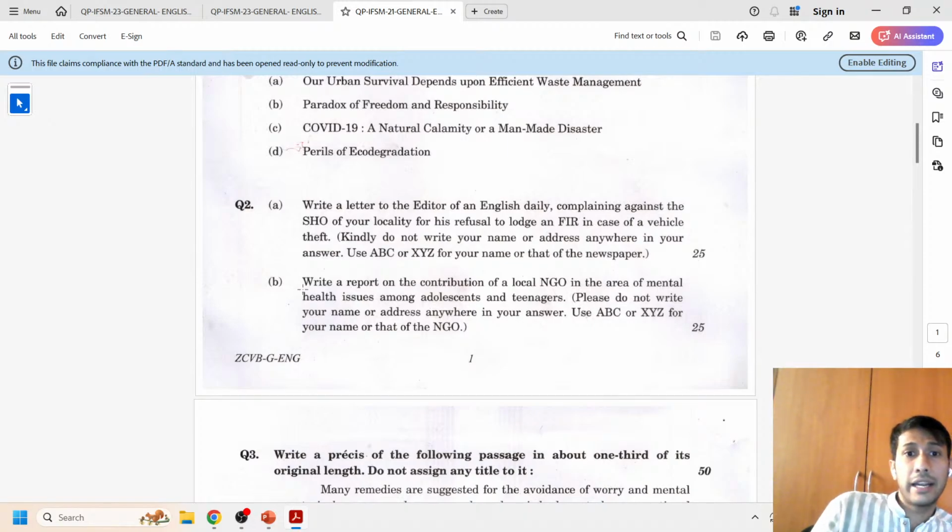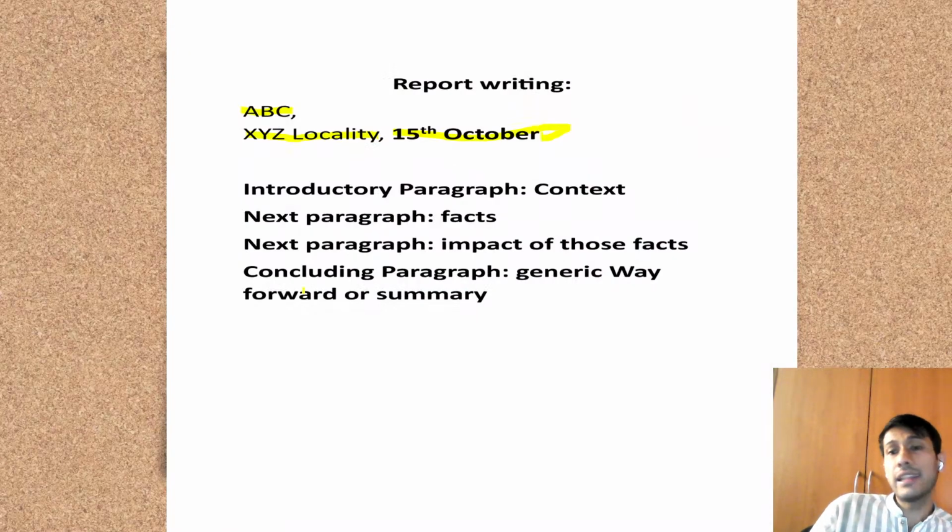Mental health issues among adolescents and teenagers. If you see here, write a report on the contribution of a local NGO in the area of mental health issues among adolescents and teenagers. So when there is an issue, you can write a small generic way forward. You don't have to write like how you wrote your GS answers, but a very generic way forward you can write there. Or for this type of report, where we did a health camp, there you can write a summary. For this, a summary will do. When there is an issue, a generic way forward.